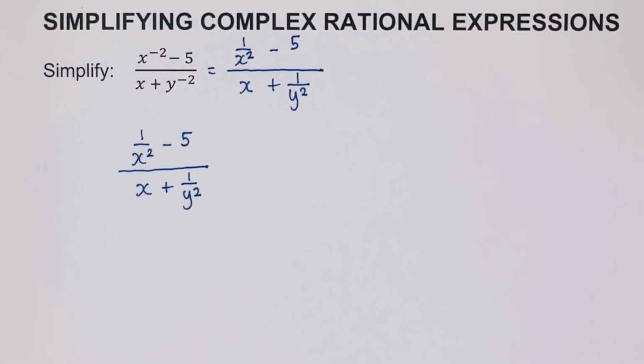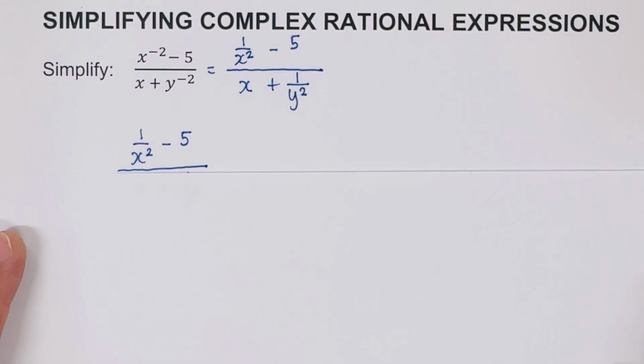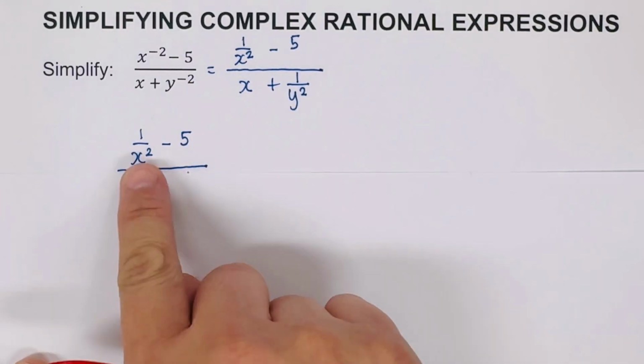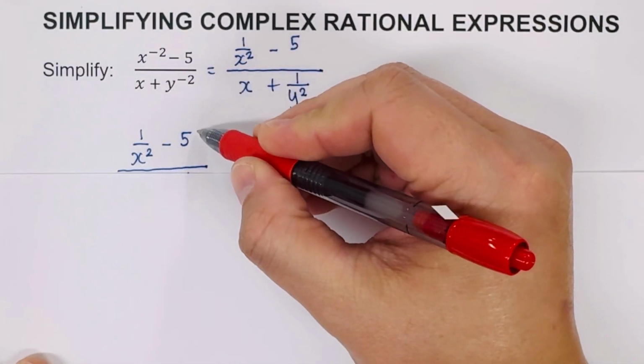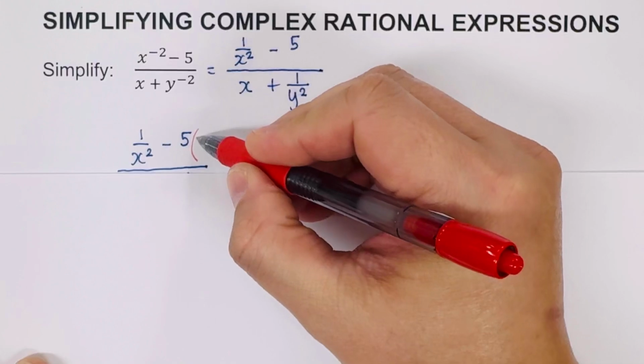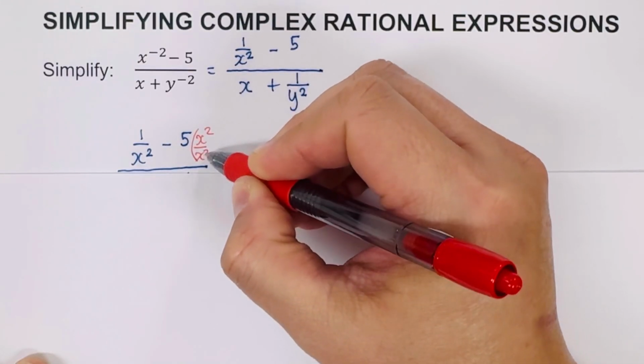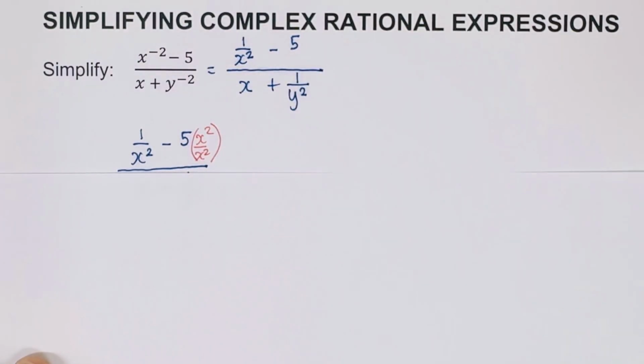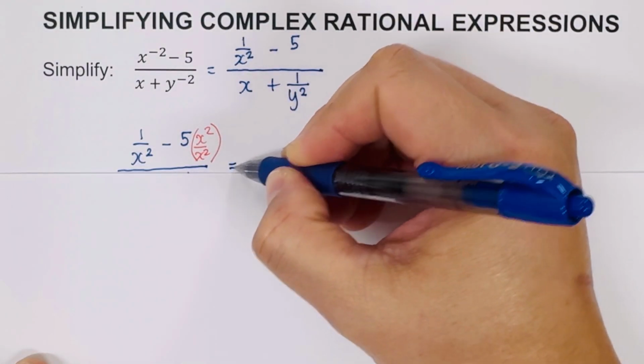In order that we can simplify a complex rational expression, we are supposed to simplify either the numerator first or the denominator first so that they don't get mixed up. So in this case, I'm going to cover the denominator and simplify the numerator. If you notice, the denominators of these two terms are not the same. However, I can multiply 1 to 5 in the form of x squared over x squared so that their denominators are the same. So that this would come out.